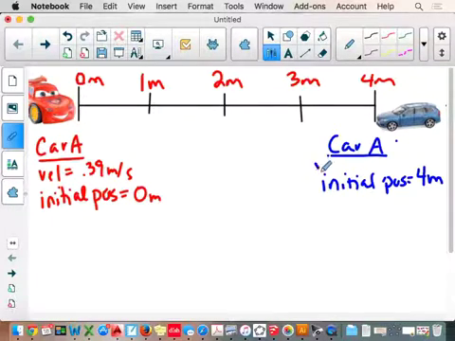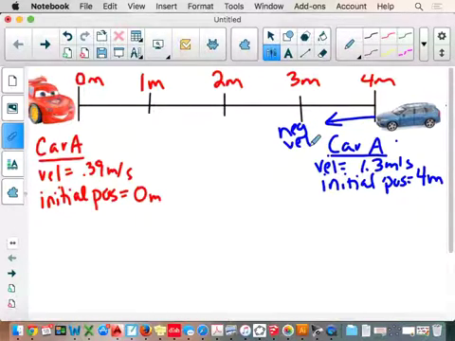And the velocity, again, we're just pretending we checked this in Logger Pro. Let's say the velocity is, I don't know, let's say 1.3 meters per second. But notice the car is facing towards the origin. So this is going to be a negative velocity. All right, so that just means right here, we're going to include a negative sign.